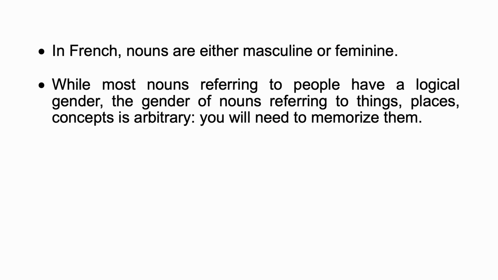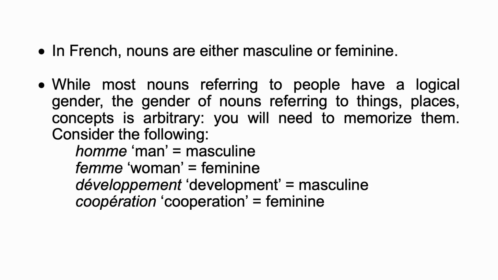While most nouns referring to people have a logical gender, the gender of nouns referring to things, places, concepts is arbitrary. You will need to memorize them. Consider the following. Homme, a man, is masculine. That makes sense. Same thing. Femme, a woman, is feminine, which makes sense. However, développement is masculine. This is arbitrary. Same thing for coopération, which is feminine, and so the gender here is arbitrary.